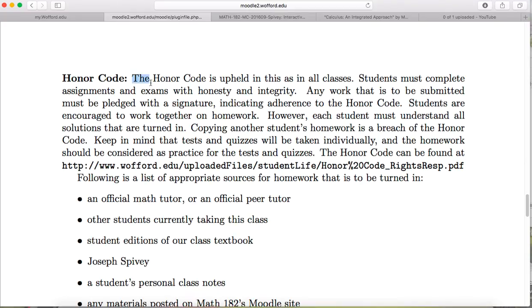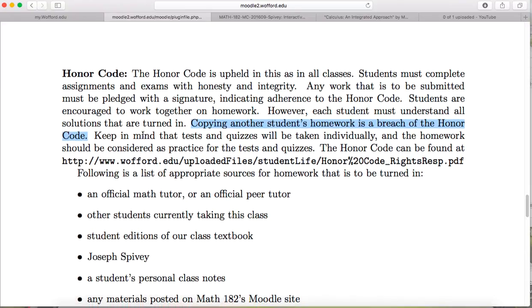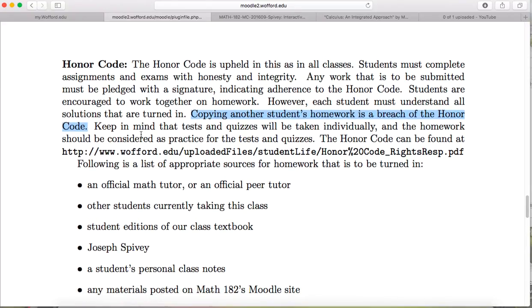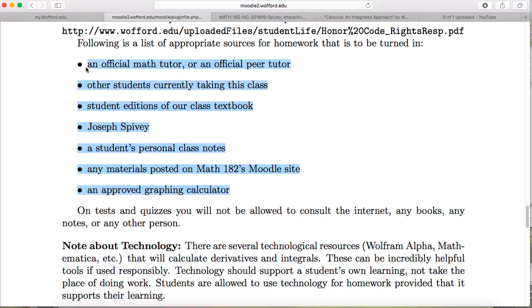This is about the honor code. So any work that, copying another student's homework is a breach of the honor code. Right, so tests and quizzes will be taken individually. So since homework is practice for a test or quiz, you should do that individually as well. Right. So here is a list of appropriate sources for homework that is to be turned in. So you can take a look at this.